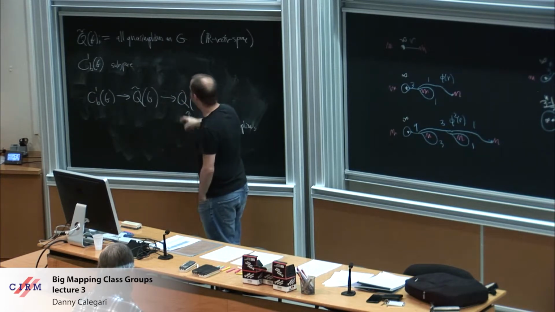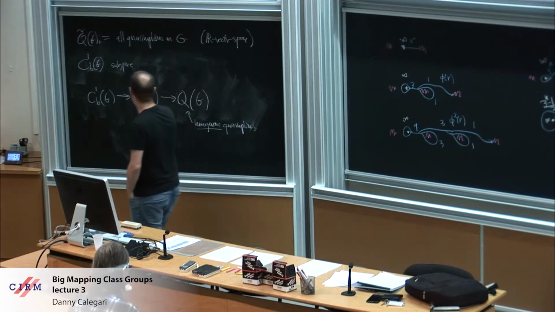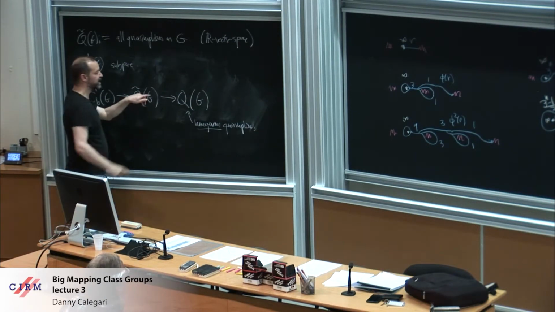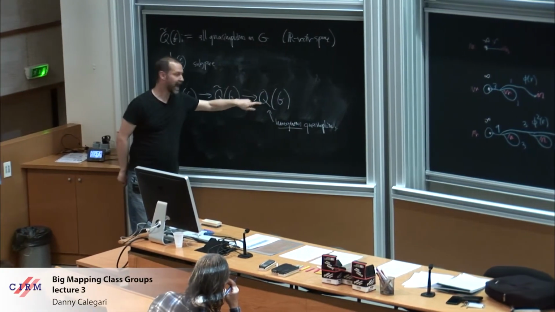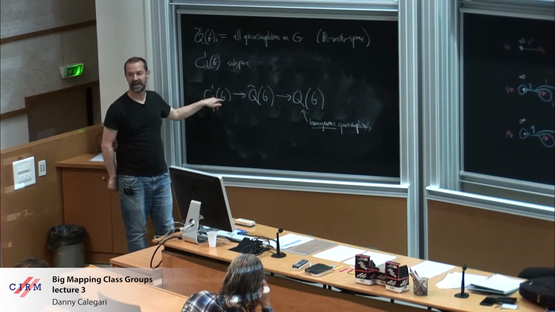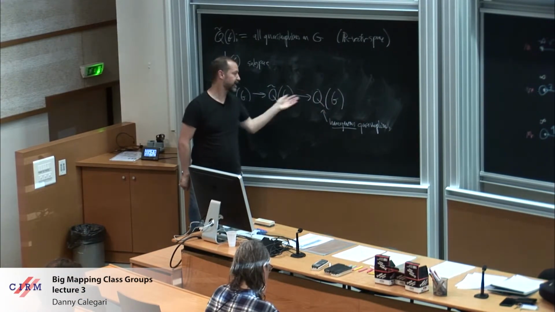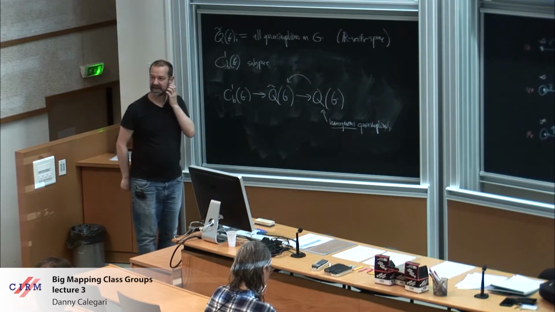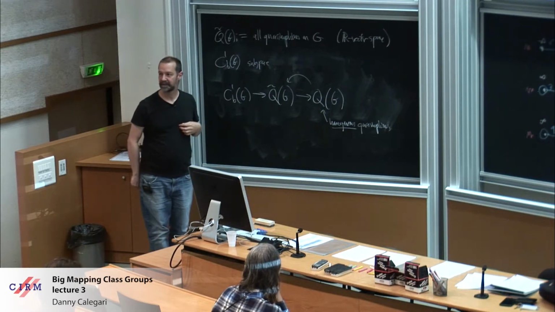And so this is an exact sequence of real vector spaces, meaning that there is a map. This map is the homogenization map. Given a quasimorphism, you homogenize it, and their difference is a bounded function. And this is exact. Every homogeneous quasimorphism arises this way. In particular, this space certainly includes, as a subspace, the kernel, which is exactly the bounded functions.